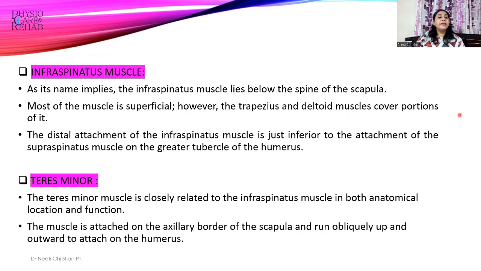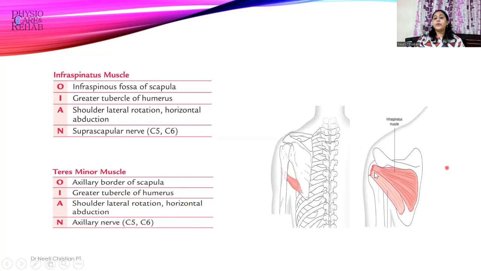If we talk about infraspinatus and teres minor, see this image. The origin of the infraspinatus is the infraspinatus fossa of the scapula, and the insertion is the greater tubercle of the humerus. Just below the infraspinatus, we have teres minor. Its origin is the axillary border of the scapula and insertion is at the greater tubercle of the humerus. So the anatomical structure suggests that both are strong lateral rotators of the shoulder joint.